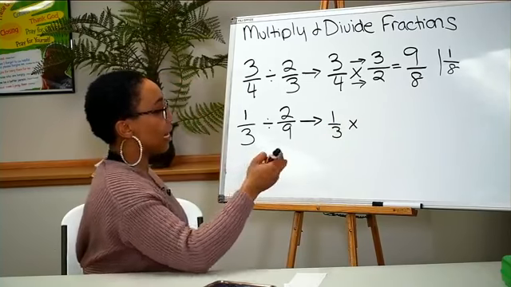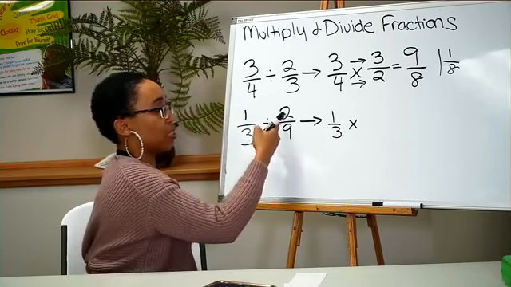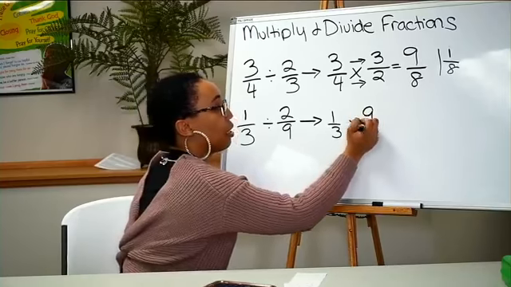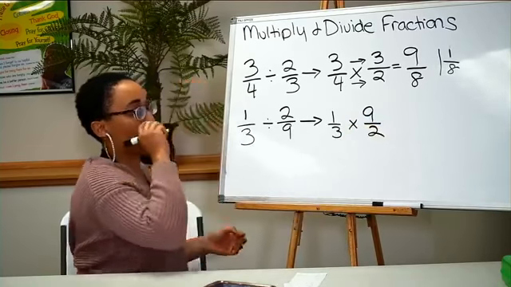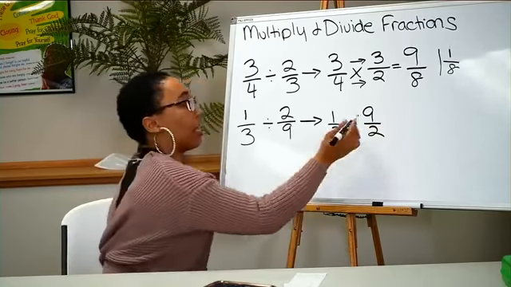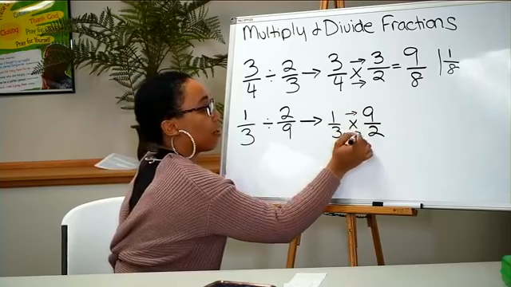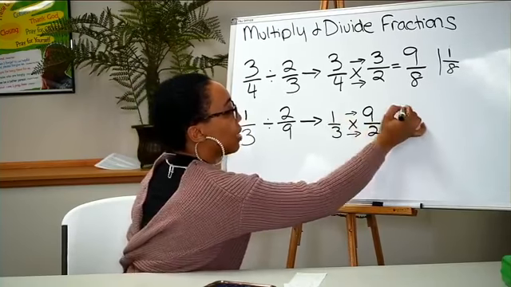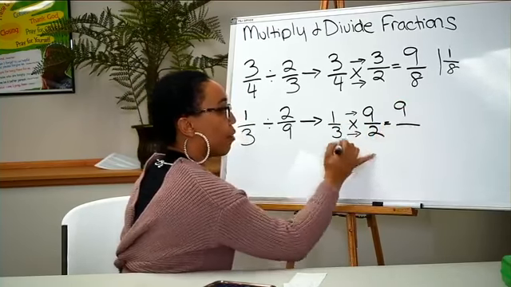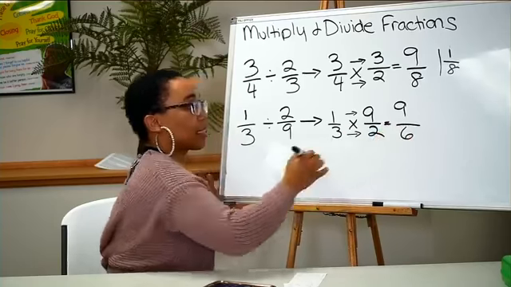We're multiplying now. We're going to flip it. So the 9 is on top, the 2 is on the bottom. The 9 becomes the numerator, the 2 becomes the denominator. And then we're just going to multiply across. 1 times 9 is 9. 3 times 2 is 6.